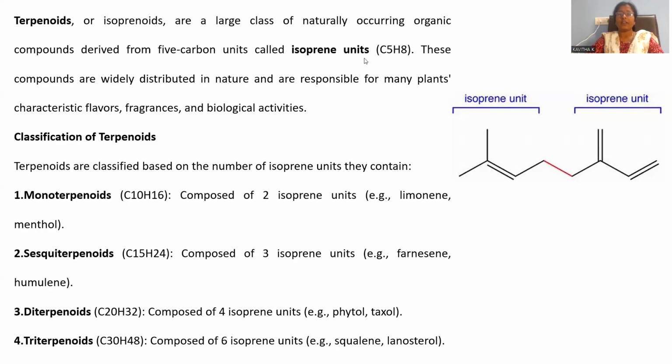Monoterpene is nothing but when two isoprene units get combined, so that monoterpene will be found. C5H8 is the fundamental unit for isoprene.